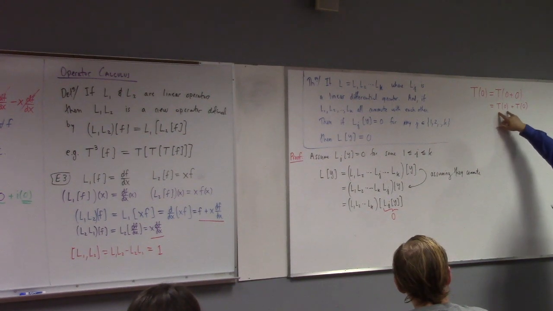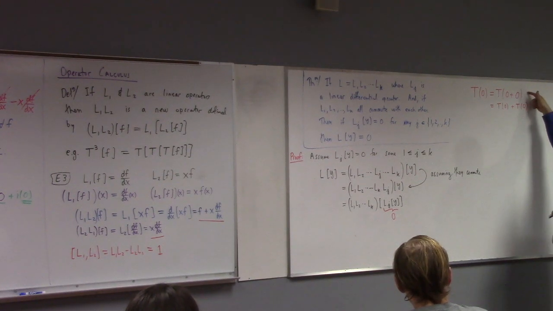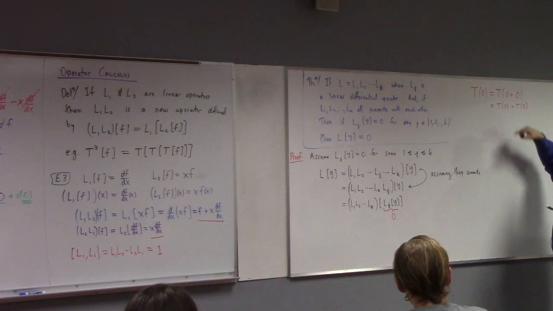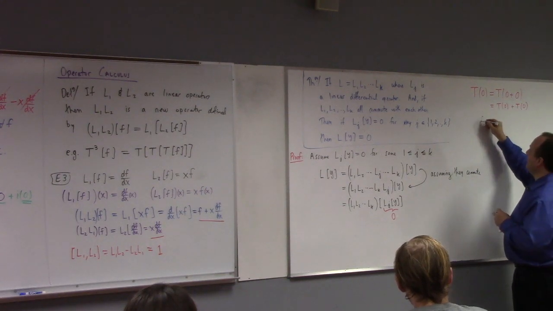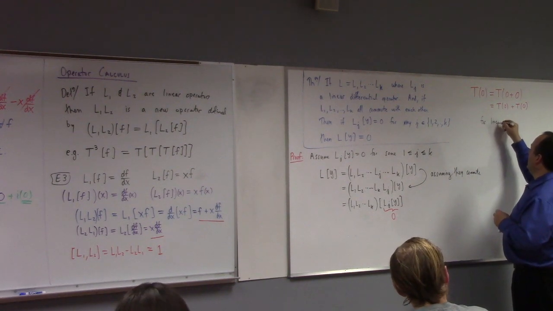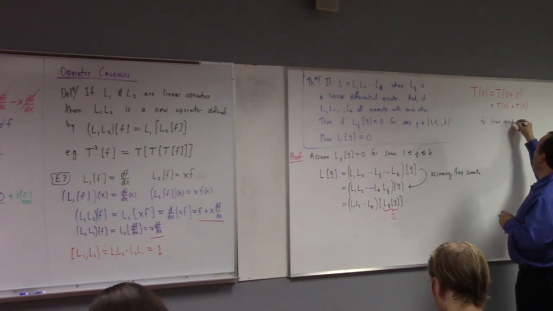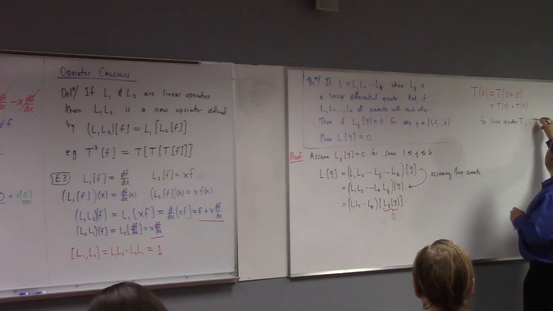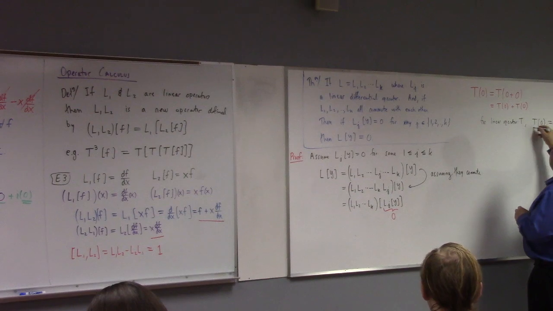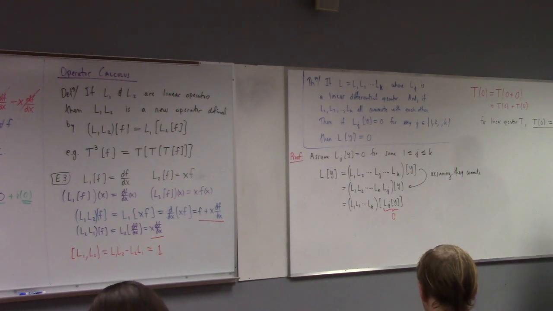So, T of 0 plus T of 0. By assuming T is linear, what does this mean? For a linear operator, we have T of 0 is equal to 0. This is a basic truth about linear operators, right? So if I have a linear differential operator, these are all linear differential operators.